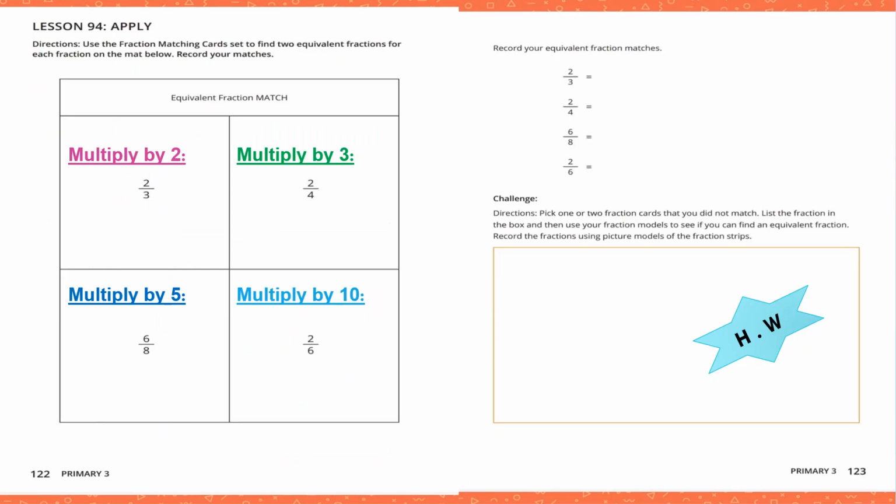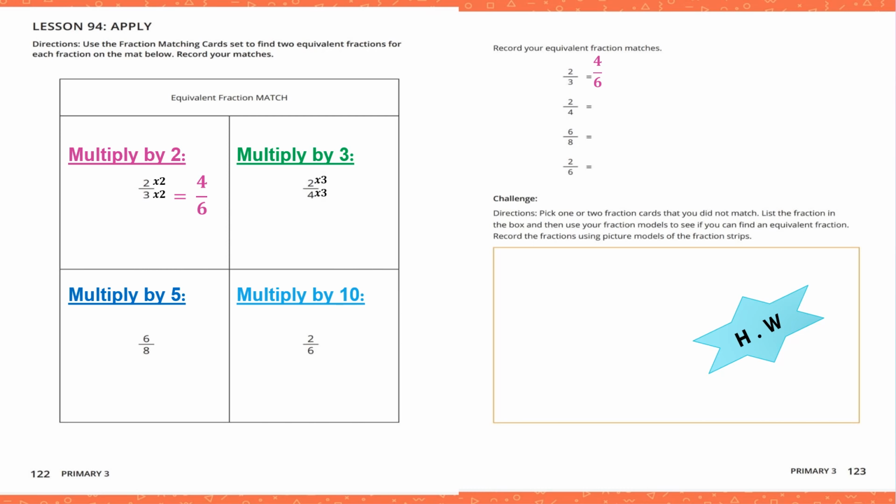Lesson 94. Use the fraction matching card set to find 2 equivalent fractions for each fraction on the mat below. I will find one fraction and you can find another fraction the same way. First, multiply by 2. 2/3. I need to multiply the numerator and the denominator by 2. 2 times 2 equals 4. 3 times 2 equals 6. So I will record the result on the next page here. 2/3 equals 4/6.